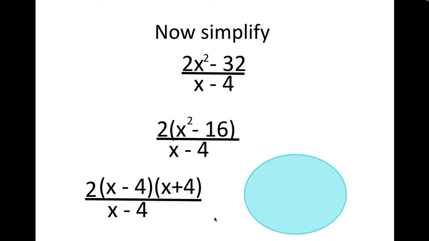And now hopefully you're seeing that there is some canceling that can be done. So I get rid of my x minus 4s. And my final answer, my simplified expression, is 2 times x plus 4.